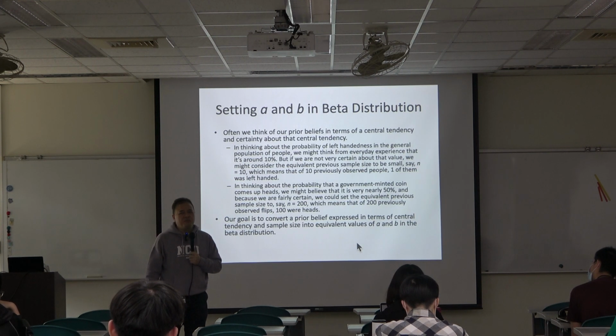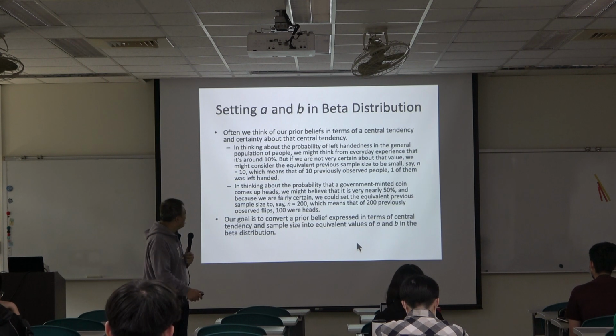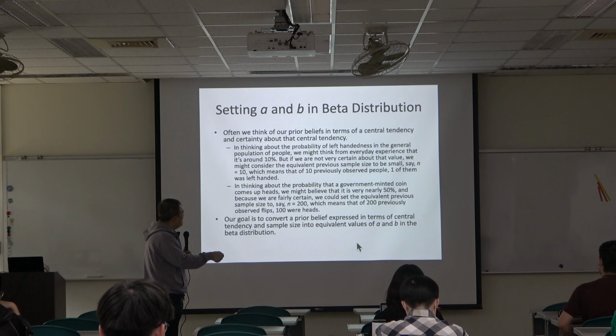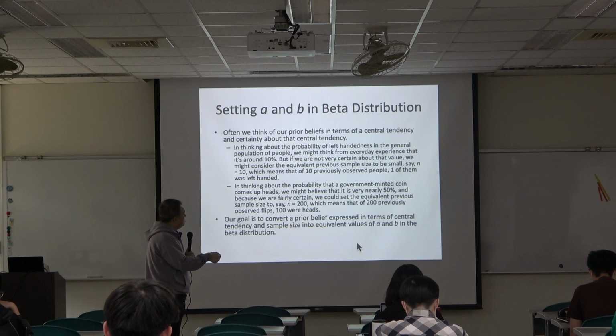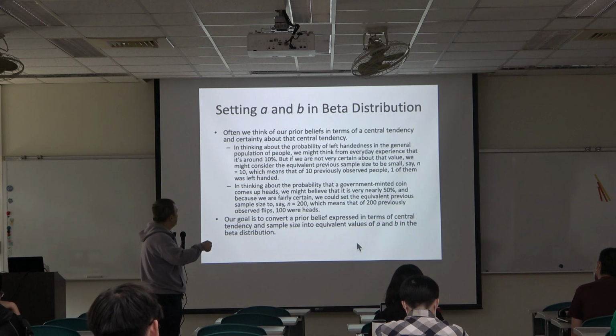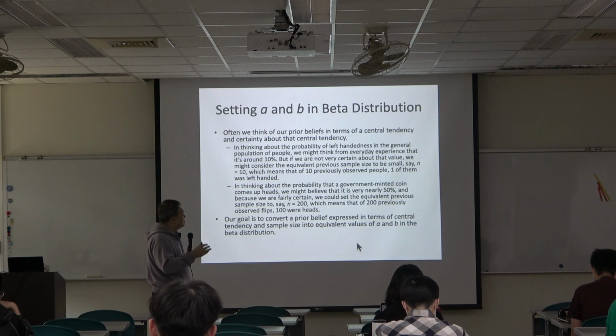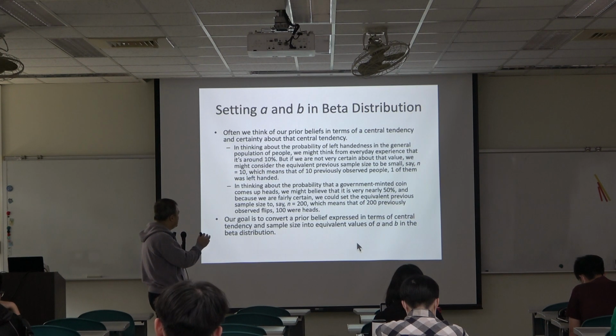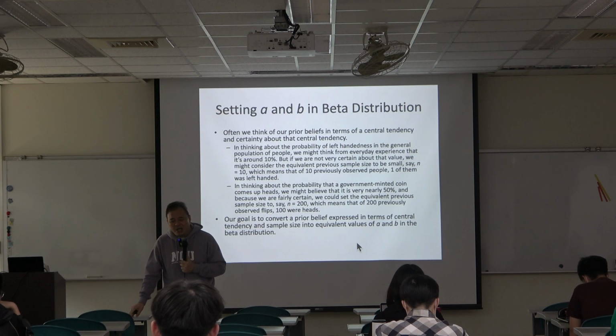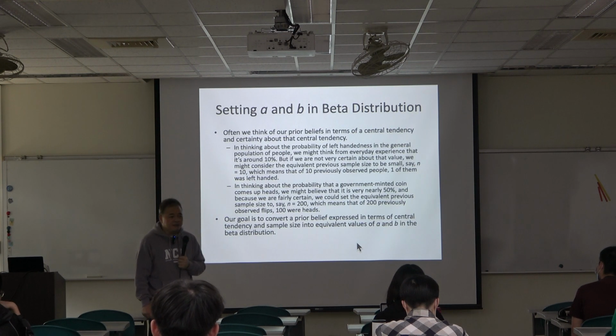This is the case in Western countries, not in Eastern countries. If I'm not very confident about that value, we might consider the equivalent previous sample size to be small. For example, n equal to 10, which means that of 10 previously observed people, one of them was left-handed. So how do we set up the alpha and beta values for a beta distribution to describe that?